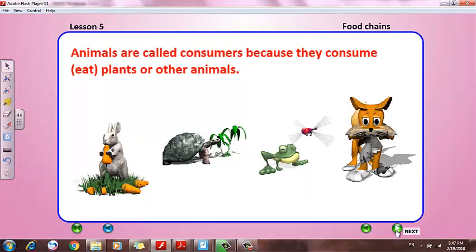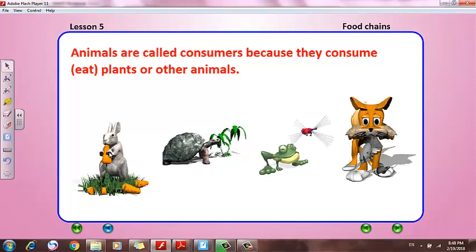Animals are called consumers because they consume, eat, plants or other animals. Exactly. We call the animals consumers. Why do we call the animals consumers? Because they consume other animals or plants, and consume means eat, plants or other animals, to get energy or to get food.